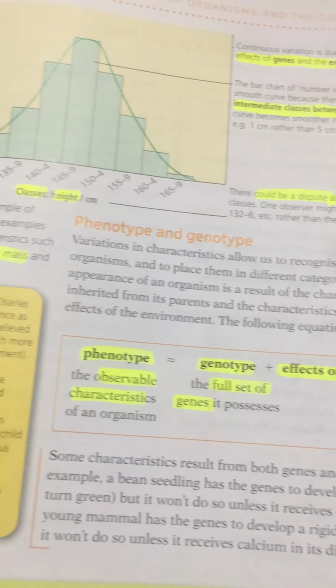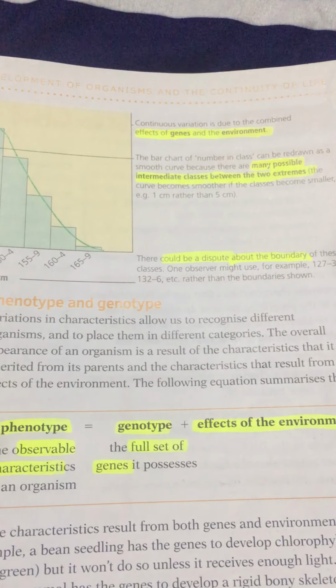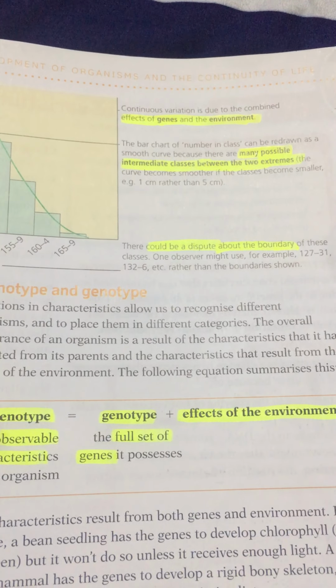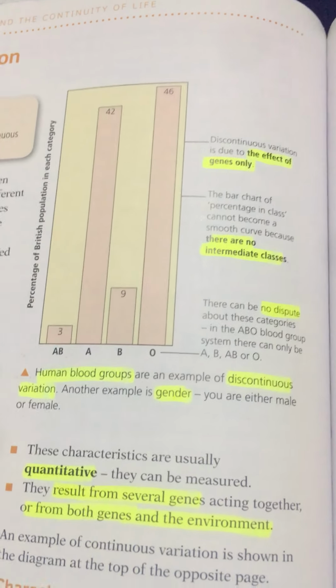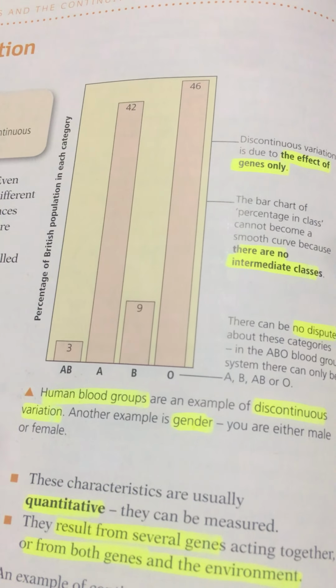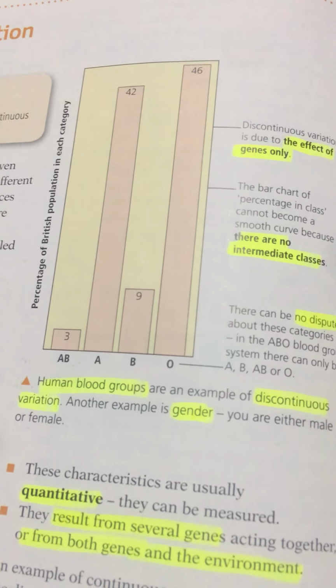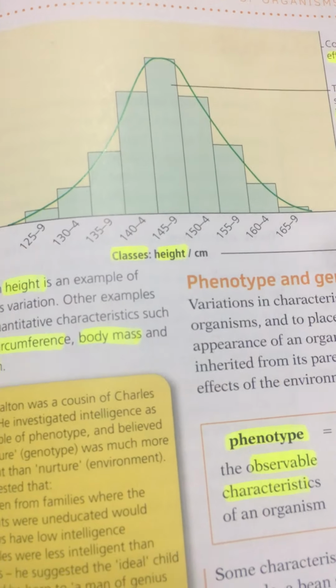Also we can put boundaries, so there could be a dispute about the boundary. Here we don't have a dispute, because the type of blood, for example, only gives the quality of the blood, but here it gives a quantity. So here we have a dispute about the boundary.